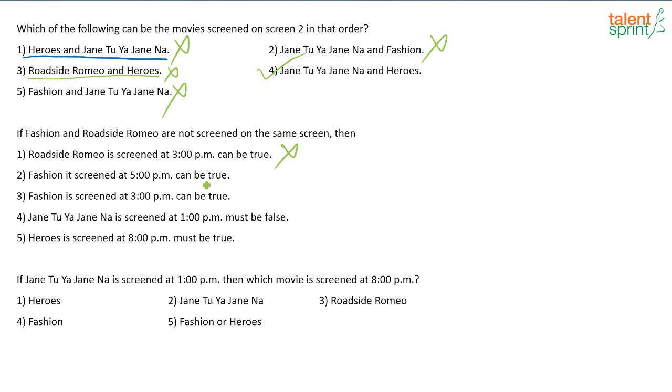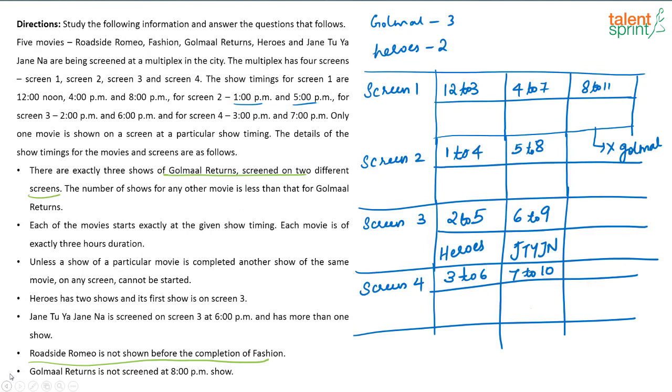Fashion is screened at 5 p.m. can be true. Let us try. Fashion is screened at 5 p.m. means where should Fashion be? This has to be Fashion. So if this has to be Fashion, obviously this has to be your Roadside Romeo, right? After Fashion only it can come. Now if these 2 are filled, where will I place the other one? What is that?